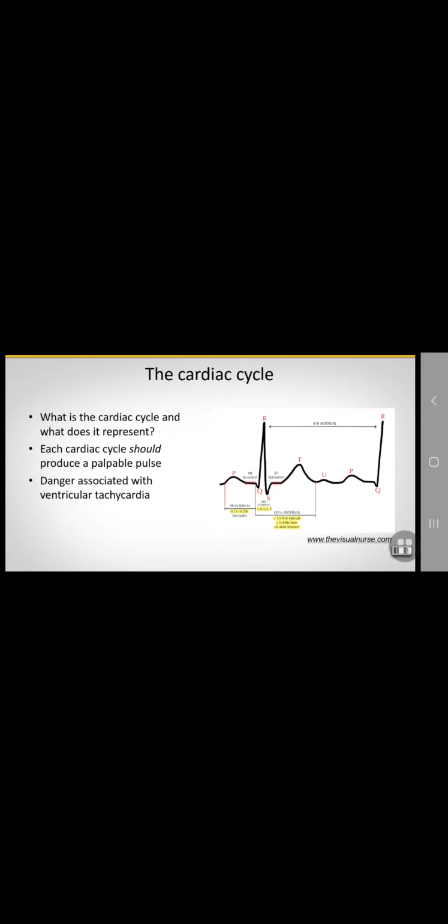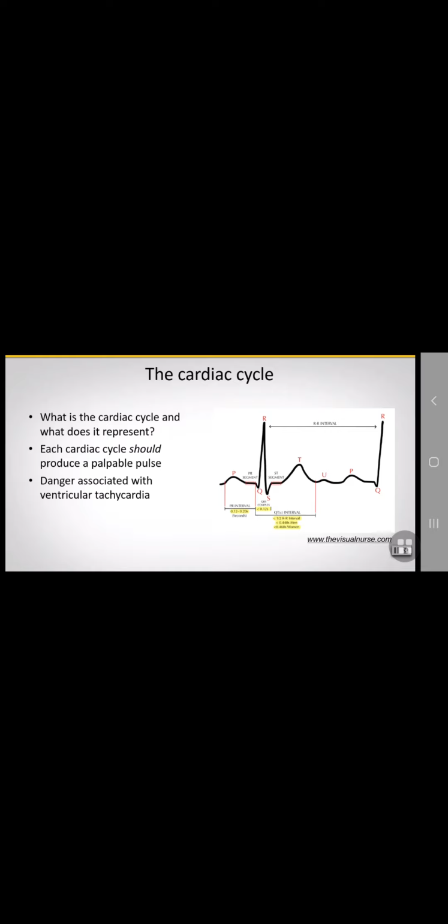If a cardiac cycle occurs and a pulse is not felt, then it's likely that that beat did not perfuse adequately. This is often easy to identify when you're taking a manual blood pressure, for example. If a patient has frequent premature ventricular contractions, which we'll talk about later, you'll often hear a pause with each of these PVCs on auscultation. This is because PVCs may or may not eject enough blood volume for adequate perfusion, and it's also the danger associated with something like ventricular tachycardia.